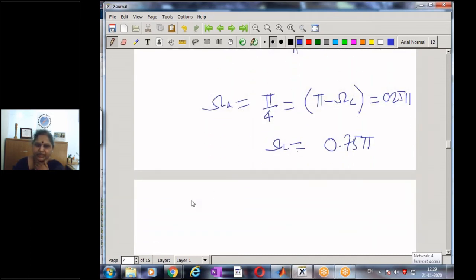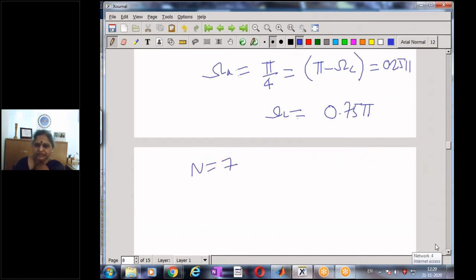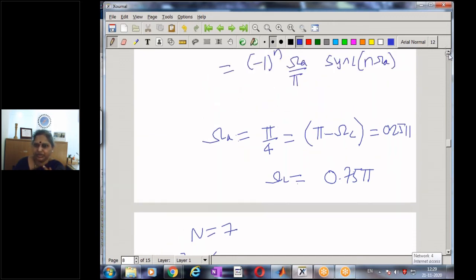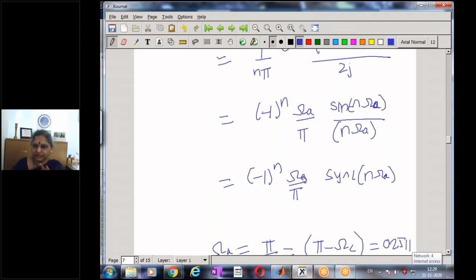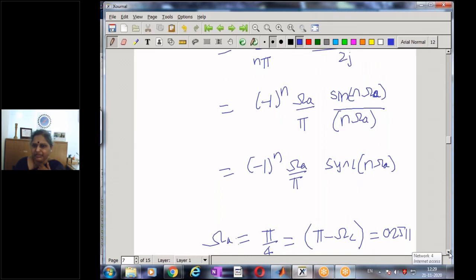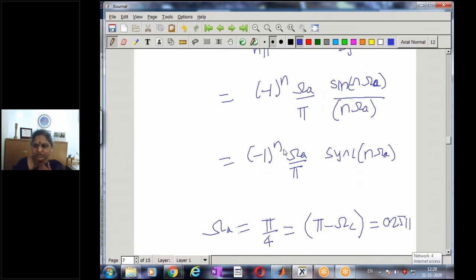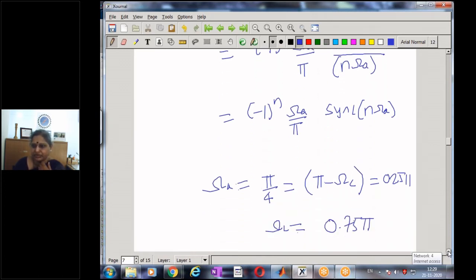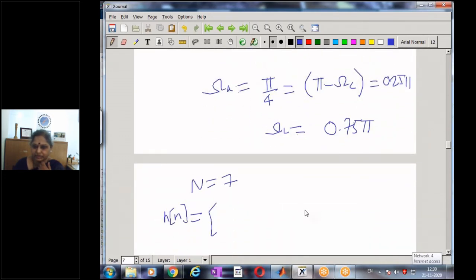So now I am given that n equal to 7. Let's evaluate this value for different values of n. What happens now? Hn, if I compute, I put n equal to 0. What does it give me? Omega a is nothing but 0.25 pi, so pi gets cancelled. I have a 0.25, and then minus 1 to the power of 0, so that becomes 0.25. My value in the middle is 0.25.